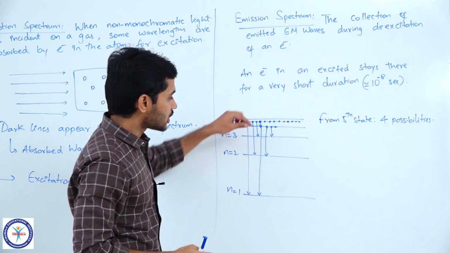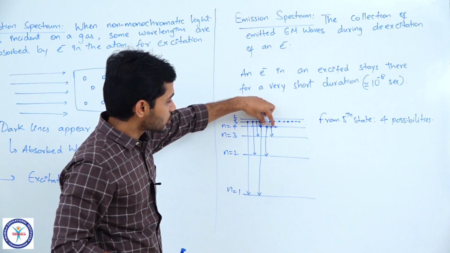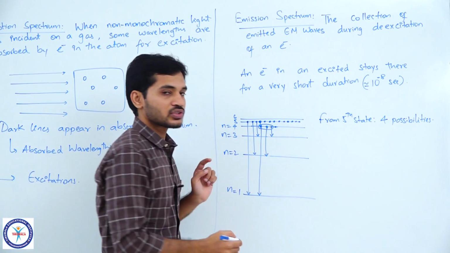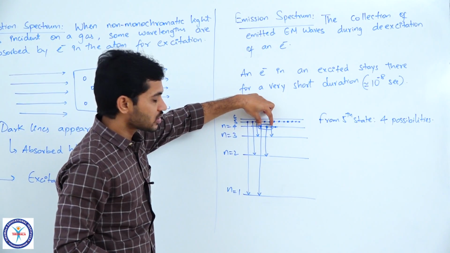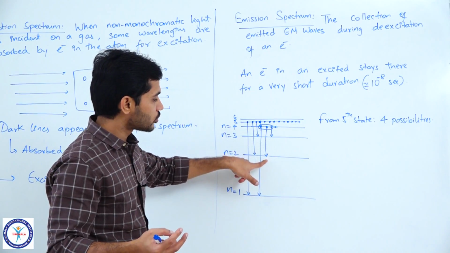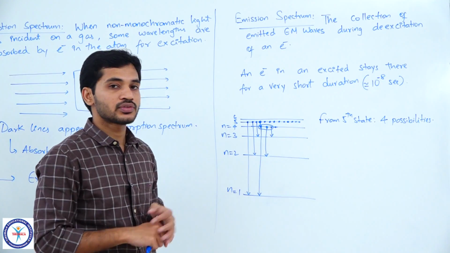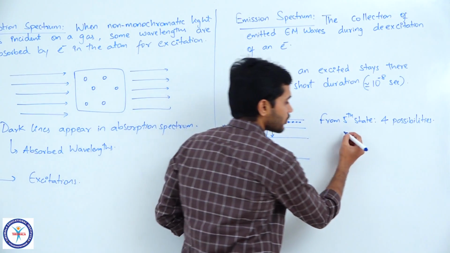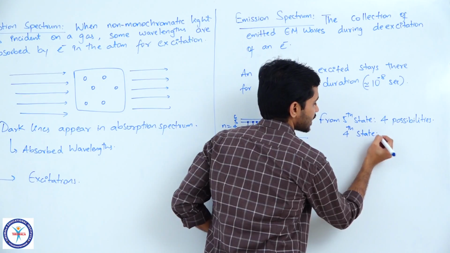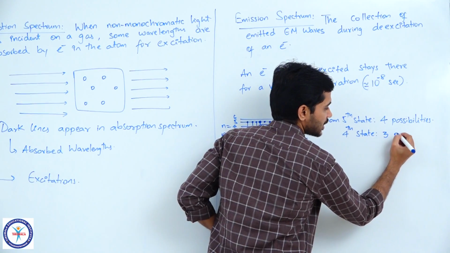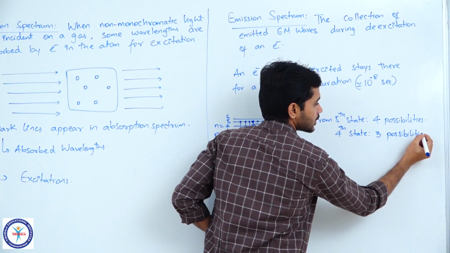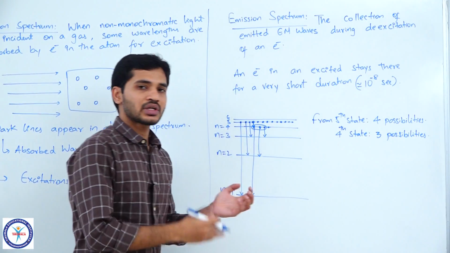As you can see here, for the electrons which are in the fourth state, I have marked these three electrons. These three electrons have three possible options. They can directly jump to 1, they can jump to 2, they can jump to 3. So from the fourth state, these electrons have three possibilities to de-excite. Now we can do the same logic.